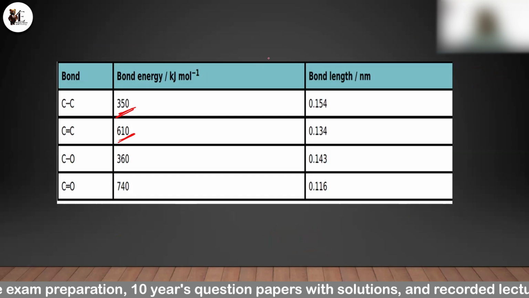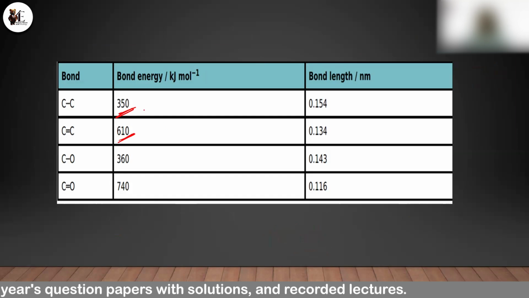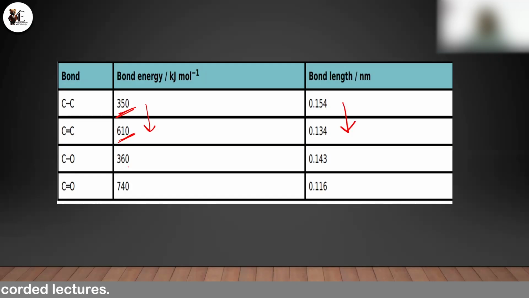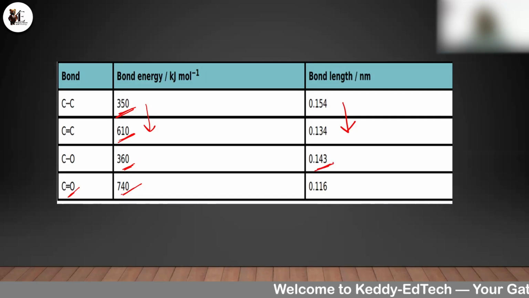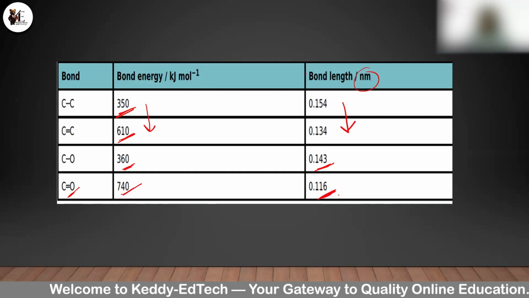But as I told you, bond energy is inversely proportional to bond length. So here bond energy is increasing, but here you can see bond length is decreasing. Carbon-oxygen single bond has a bond energy of 360, but carbon-oxygen double bond's bond energy increases to 740 kilojoules per mole. But look at the bond length. Here, carbon-oxygen bond length is 0.143. Its bond energy increases, so its bond length will decrease, and it is in nanometers.